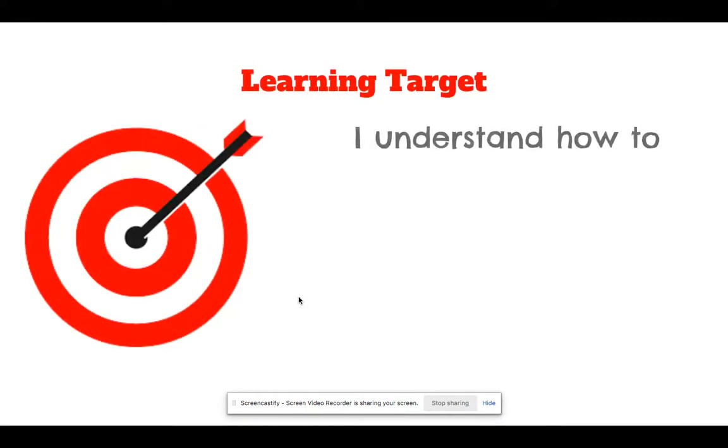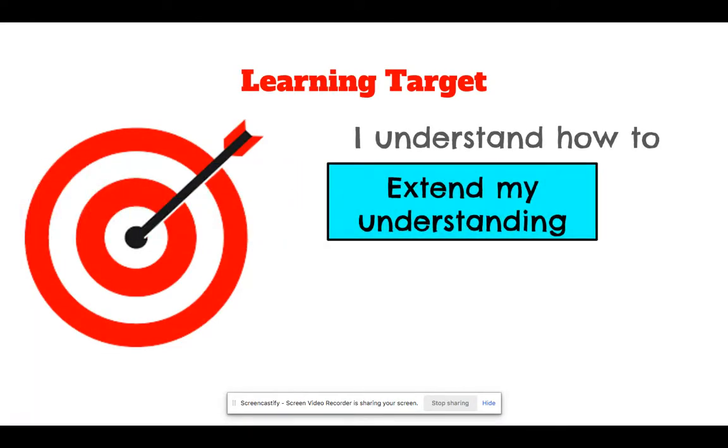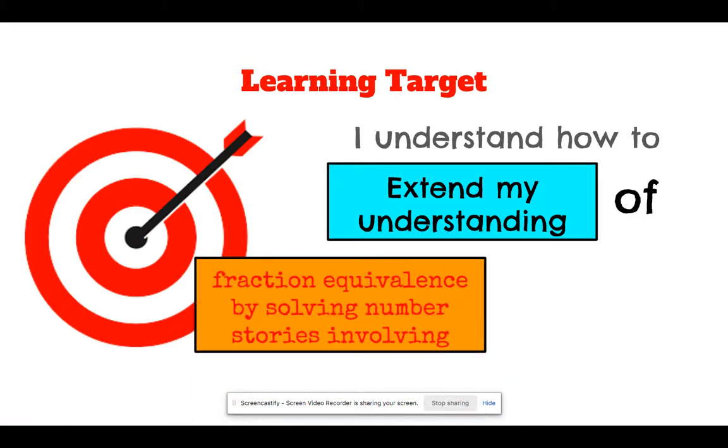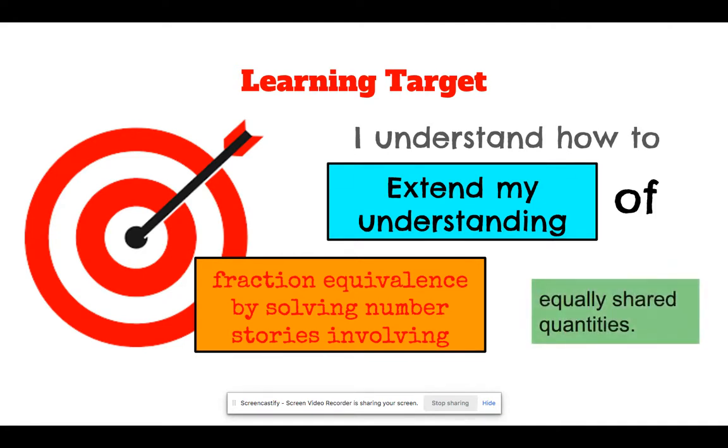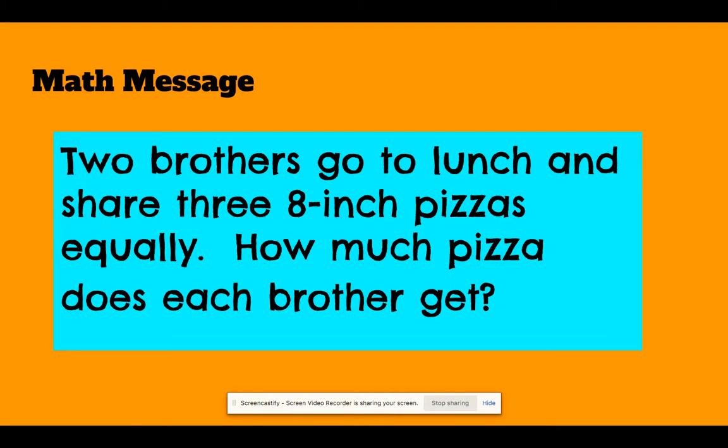Here's our learning target. I understand how to extend my understanding of fraction equivalence by solving number stories that involve equally shared quantities. That's a lot there, but we'll walk through that together and talk about what that means. All right, here's our math message.